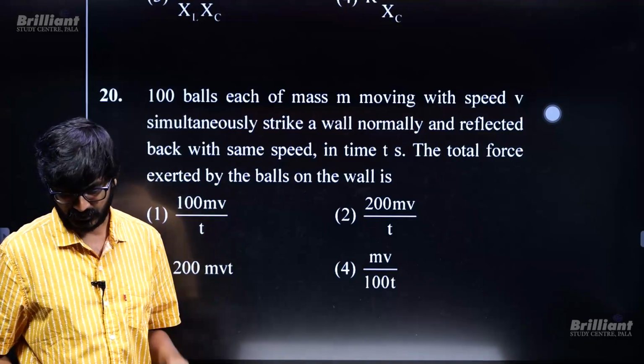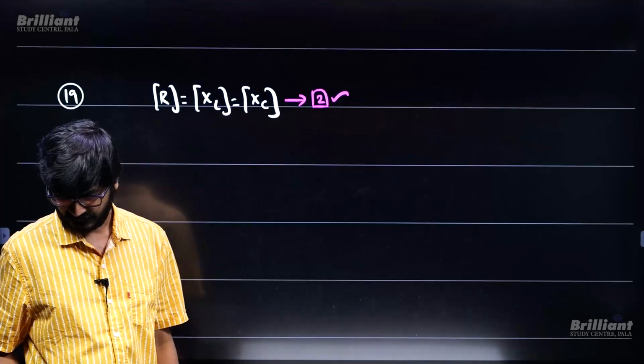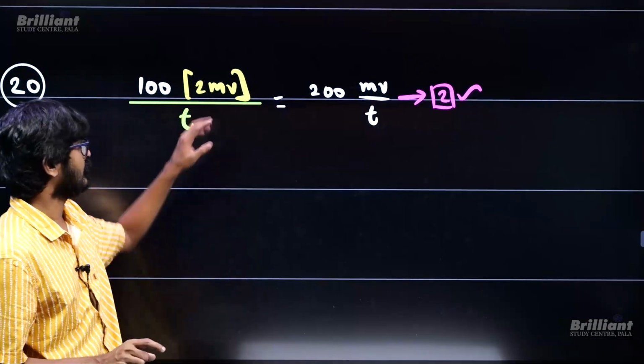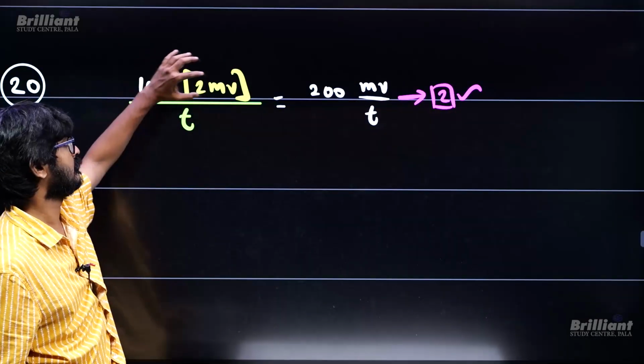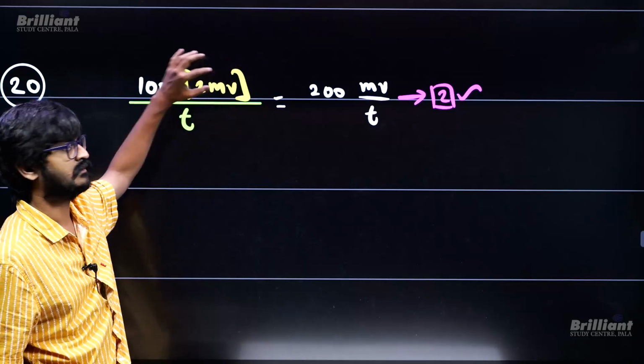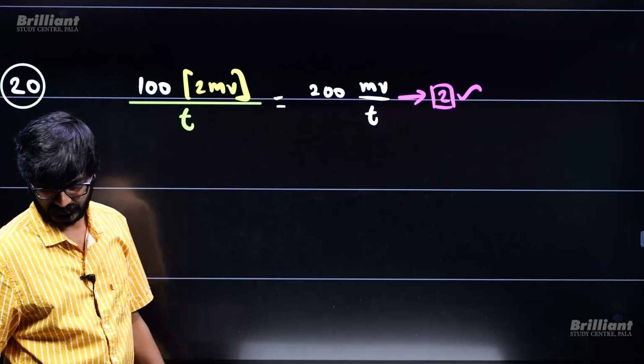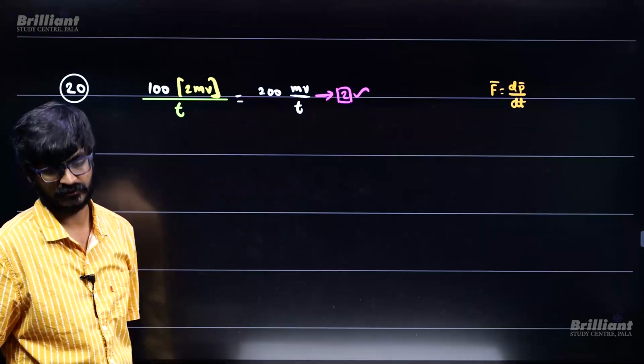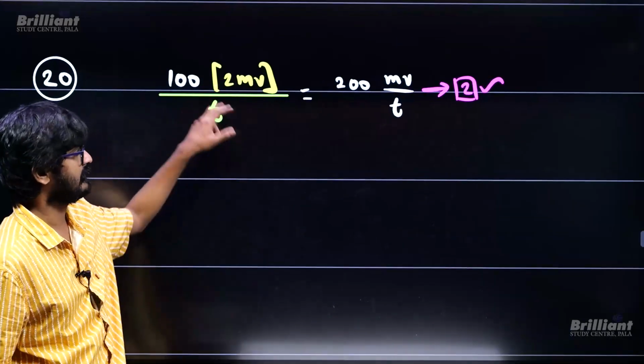For 100 balls, the change in momentum will be 100 into 2 mv. Force is given by the rate of change of momentum, that is, change in momentum by time taken.